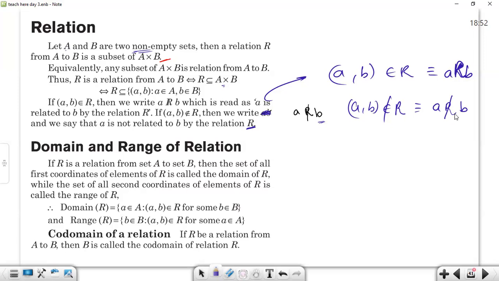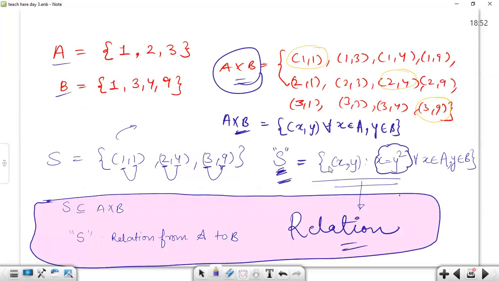Yes, sir. So if we go back to our relation S, if we take the first elements and make a set of them, 1, 2, and 3, this is known as the domain of the relation because it includes all the first elements.